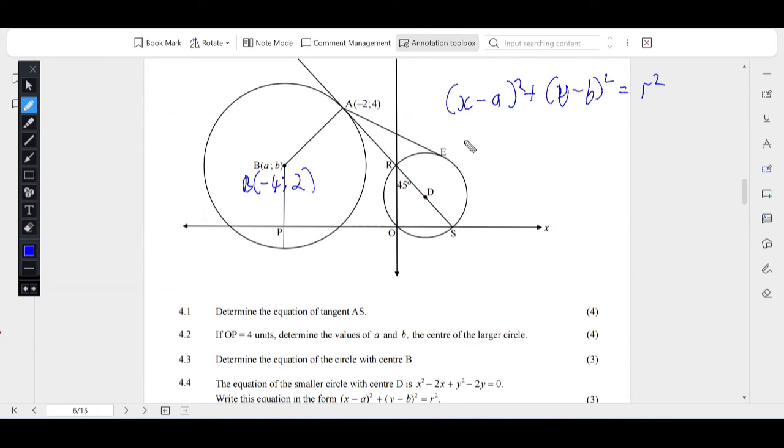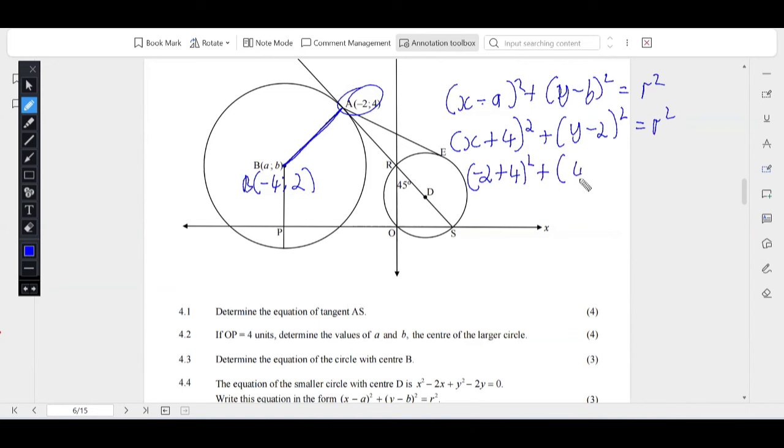Then since we have the value of a, we can say x plus 4. Remember, negative times negative is positive. And then now we have (y minus 2) squared equals r squared. But obviously we need to find the value of r squared here. In order to do that, we can substitute the values into the equation. So x will be negative 2, plus 4 squared, and then here we'll have 4 minus 2 squared, equals r squared.